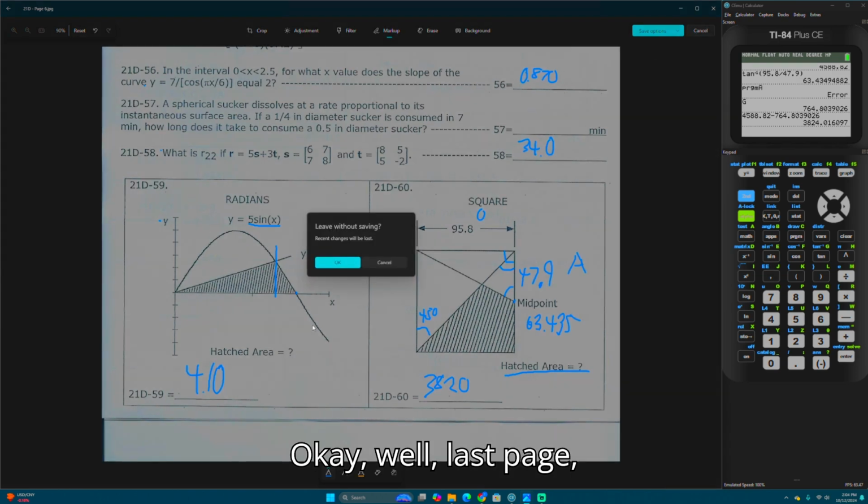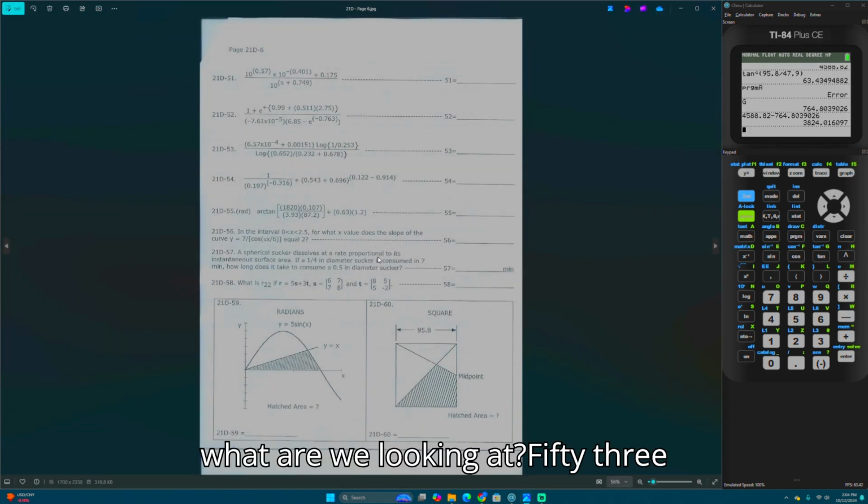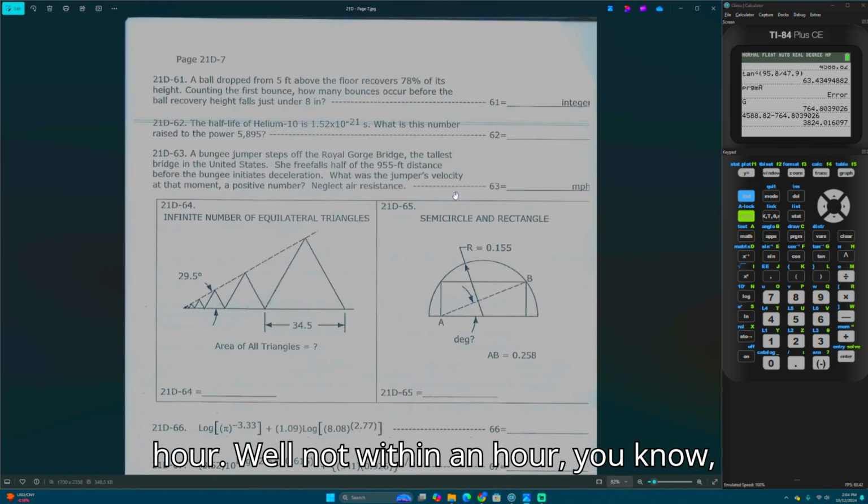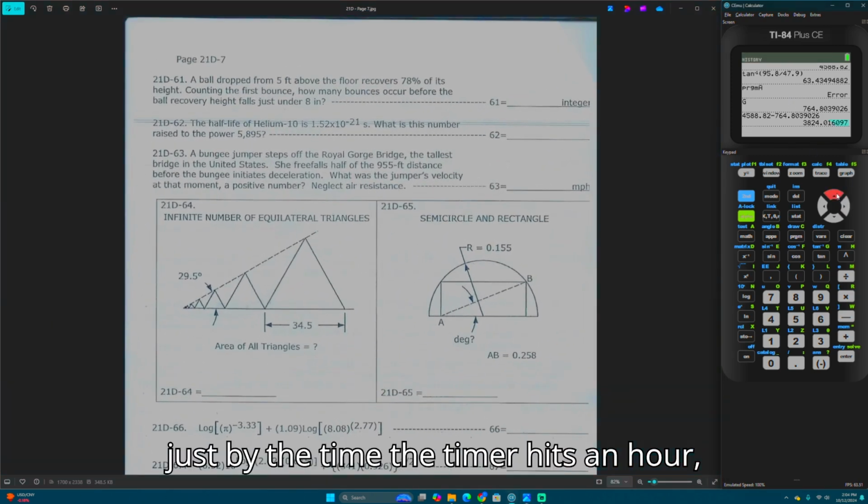Okay. Well, last page. What are we looking at? 53 minutes. Hopefully, we'll be done in an hour. Well, not within an hour. Just by the time the timer hits an hour.